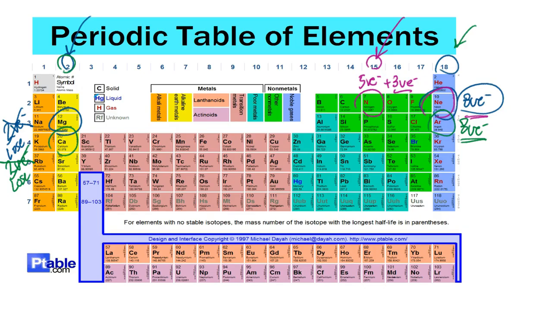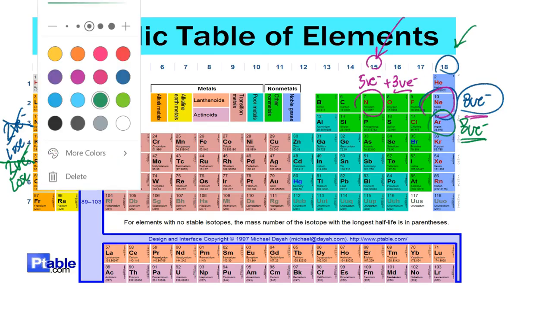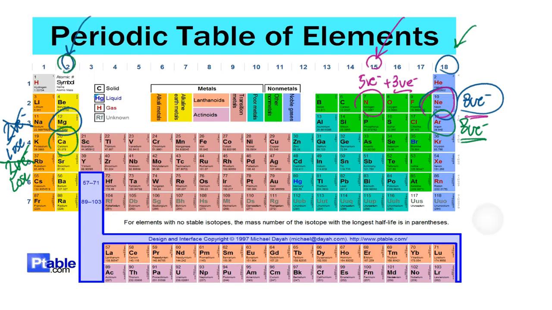If I locate fluorine in the periodic table, fluorine is right here, and its closest noble gas is right next door. Once again, it's neon. If I think back to my rules for finding the number of valence electrons for main group elements, since fluorine's in group 17, it has 7 valence electrons, while neon, once again, has 8.